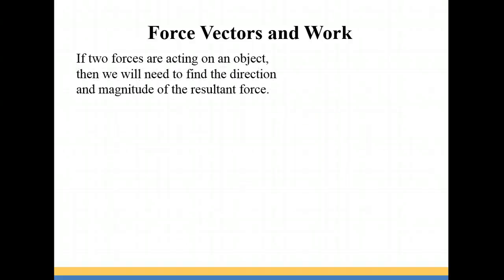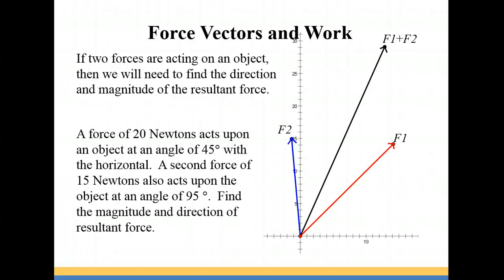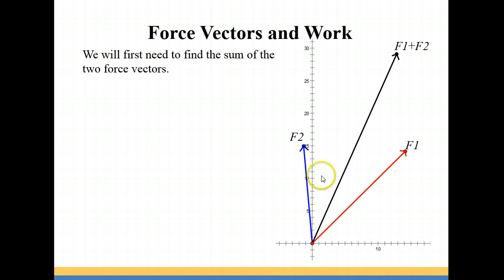Okay, so suppose that we had two forces acting on an object. And what we need to do is find the direction and magnitude of the resultant force, because that's going to give us the direction of the movement. Okay, so a force of 20 newtons acts upon an object at an angle of 45 degrees. So that's our force 1 vector here in red. So this angle coming off the x-axis is 45, and the magnitude is 20.